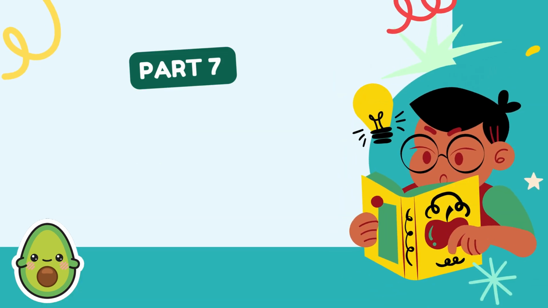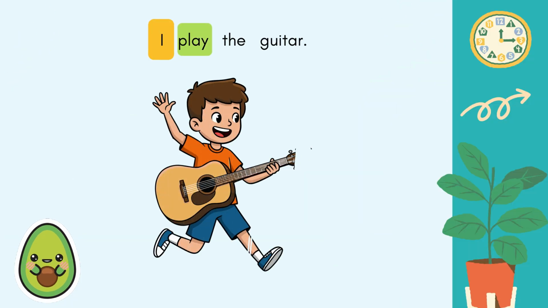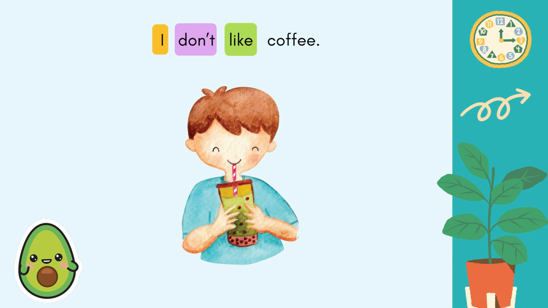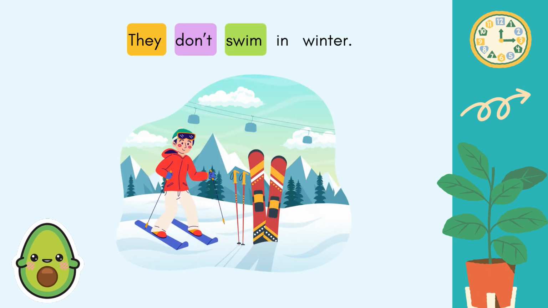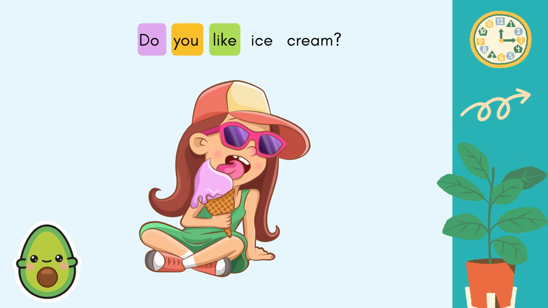Part 7. Practice together. Let's practice. Repeat after me. I play the guitar. They go to the park every Sunday. I don't like coffee. They don't swim in winter. Do you like ice cream?